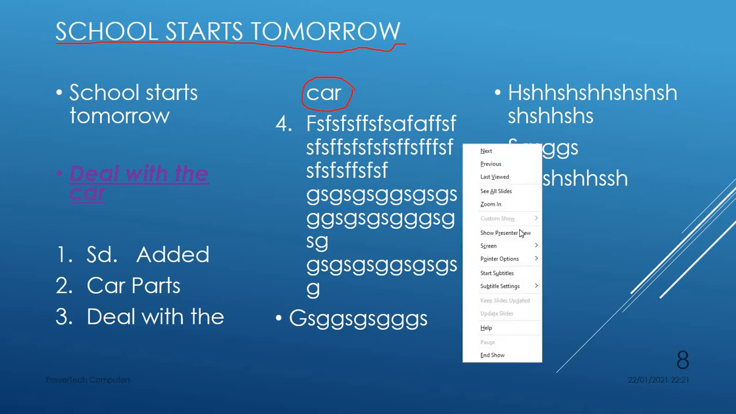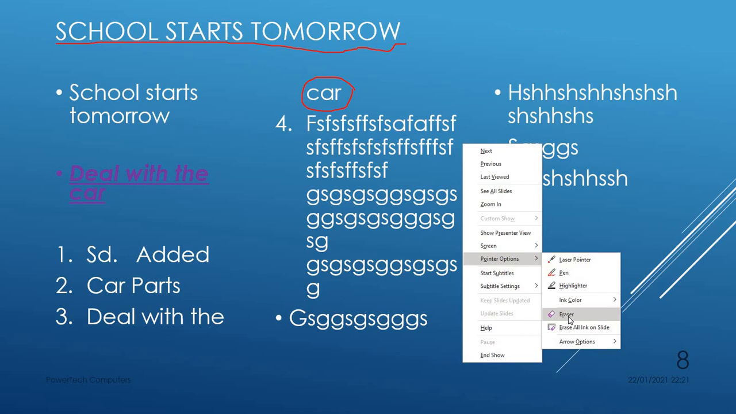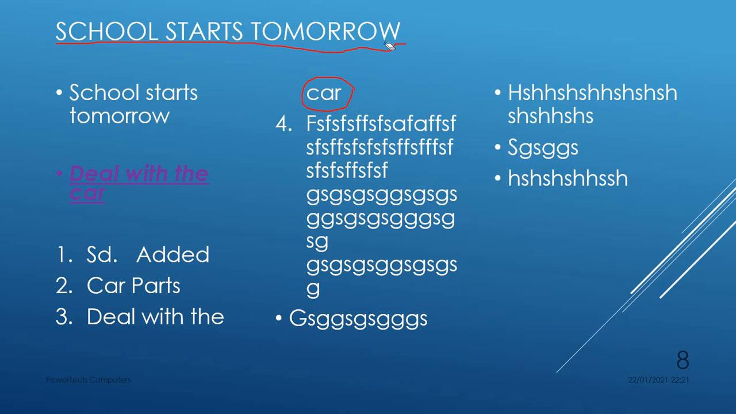So I right click, I go to pointer option, and I see an eraser. I click it. I'm going to try to use it to erase the line, and I will click, hold my mouse and point to the line, and it's gone. I go to this one, point to the line, and it's gone. So you can also remove the lines with the eraser.